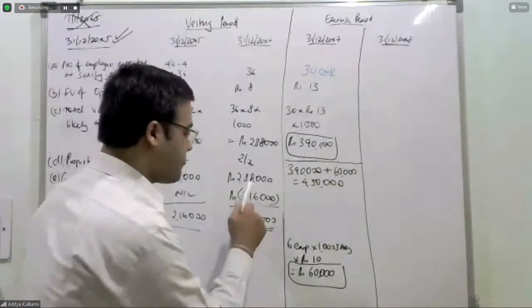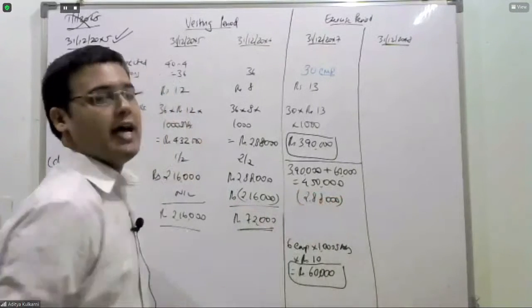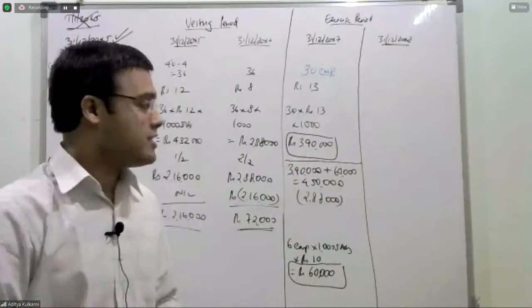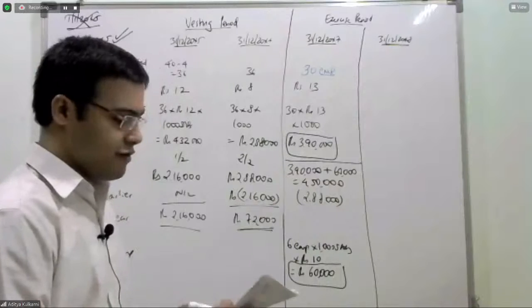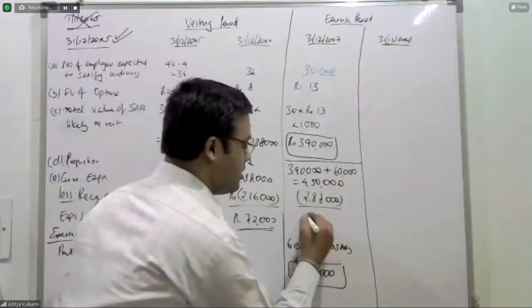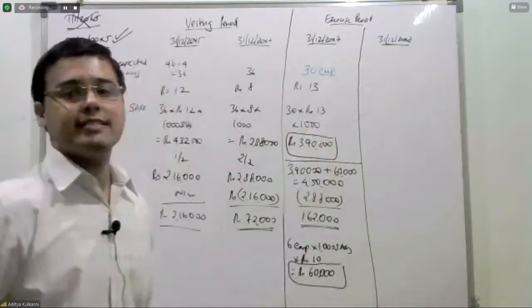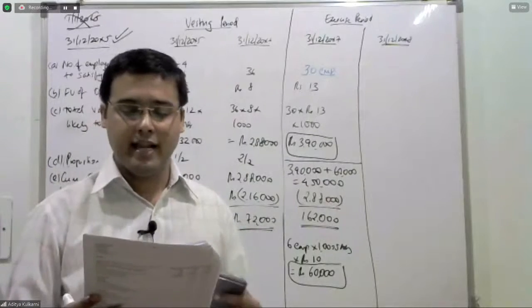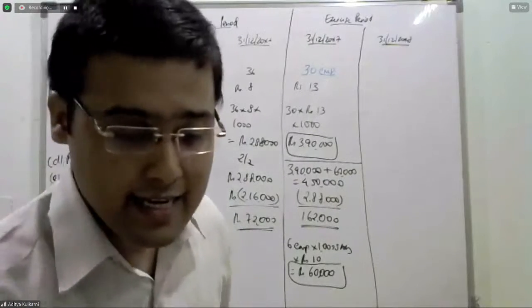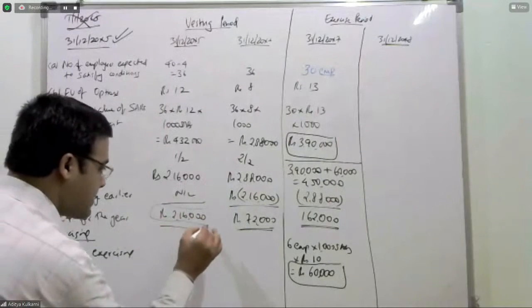As against 4,50,000, you have recognized earlier expense of 2,88,000. So what is the additional expense that you will recognize now? 4,50,000 minus 2,88,000. You will be recognizing an expense of 1,62,000. So in a nutshell, what is the expense you have recognized?